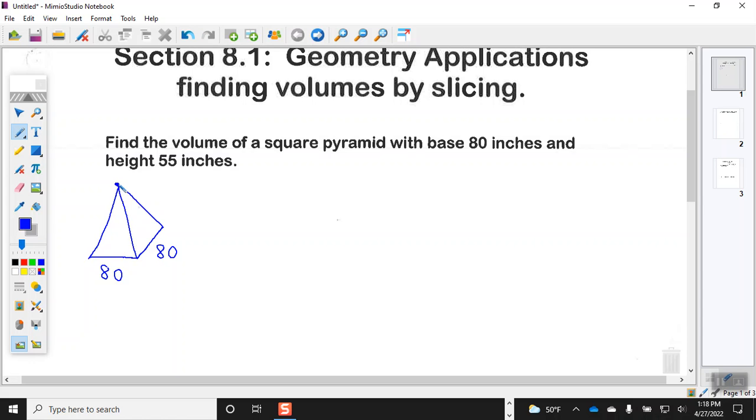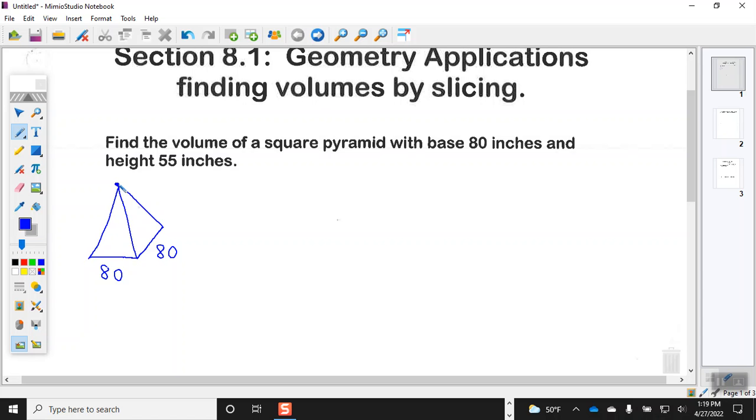So guys, here's what we have. We've got a pyramid that is going to have a square base, which is 80 inches by 80 inches. So down here they're saying this is 80 inches and this is 80 inches. Now, the idea that they're giving us dimensions allows us to use formulas that have already been predetermined by the process we're about to start looking at today.